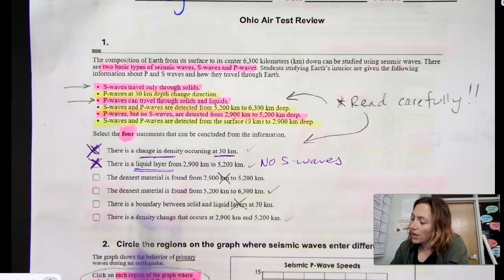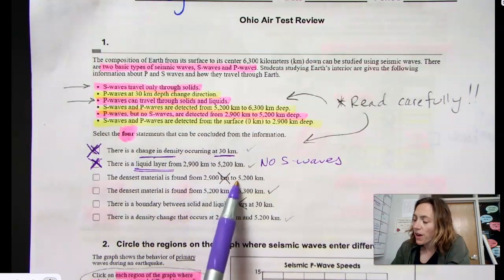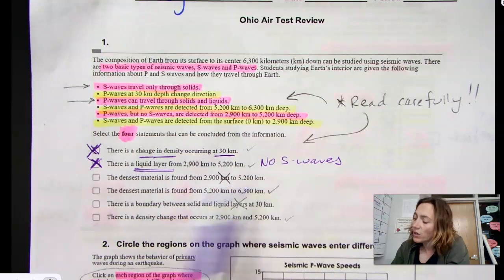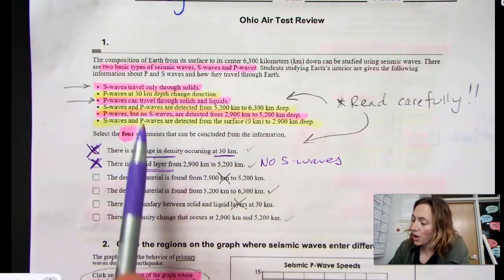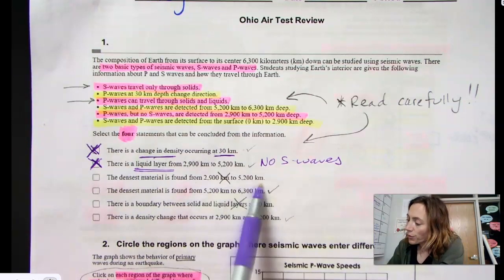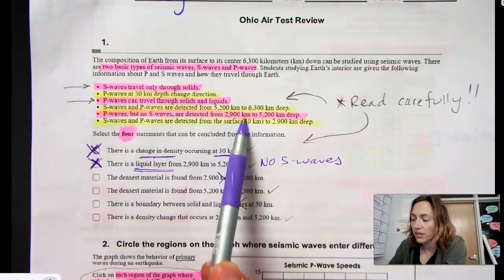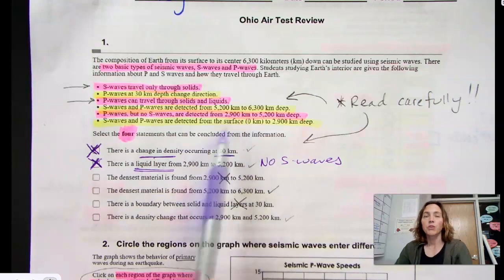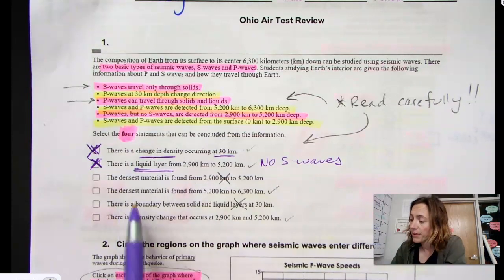Awesome. The densest material is found from 2,900 to 5,200. We know that's not true because S waves cannot travel through that layer. P waves, but no S waves are detected at that depth, which means it's a liquid. And liquids generally are less dense than solids. So that can't be it.